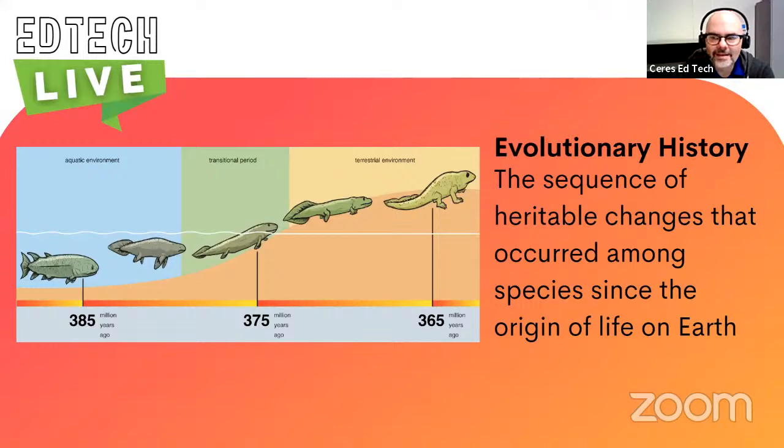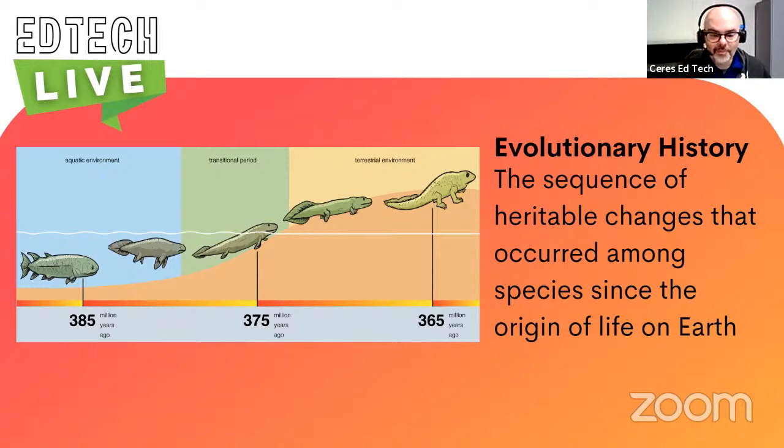And if you haven't learned about evolution very much yet, that's okay. Whether you're at the beginning of the unit or the end of the unit, it's okay. This lesson will be great for everybody. So just a couple of vocabulary terms before we get started. You need to know what evolutionary history means. That's what we're learning about today. It's the sequence of heritable changes that occurred among species since the origin of life on Earth.